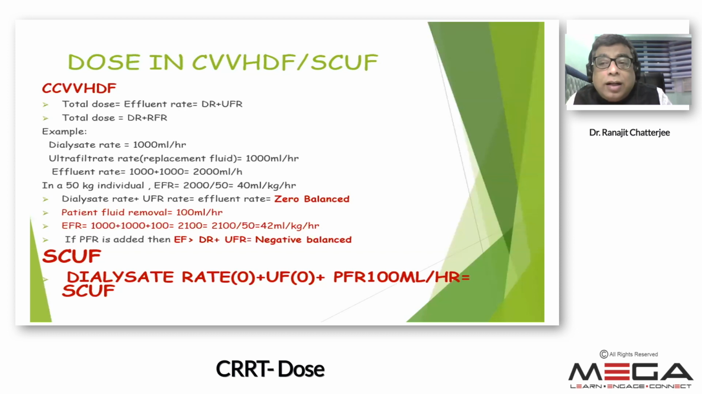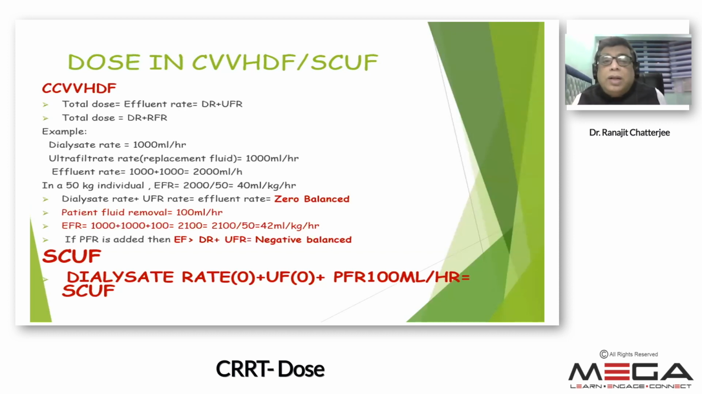Then what does the effluent rate become? It becomes 1000 plus 1000 plus 100 ml per hour that you are taking out extra. So this is 2100 ml. So it becomes 42 ml per kg per hour. See, it is more than the dialysate rate plus the ultrafiltrate rate because patient fluid removal has been added to this. So this is known as a negative balance CRRT. So either it could be a zero balance CRRT or a negative balance CRRT.